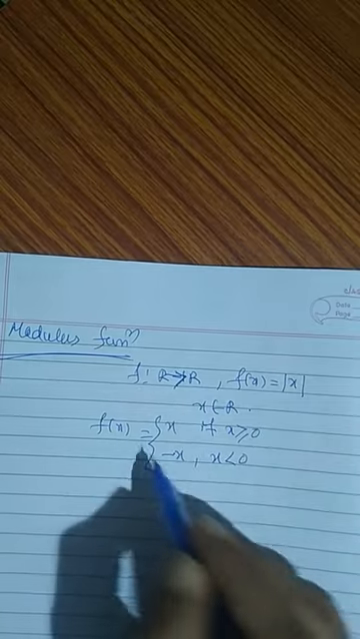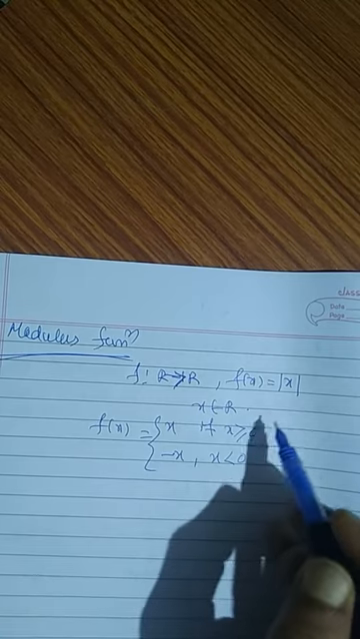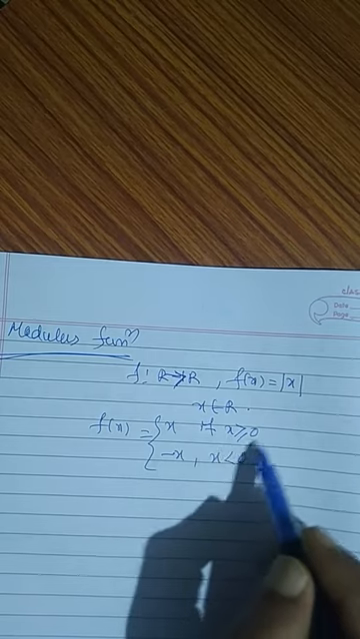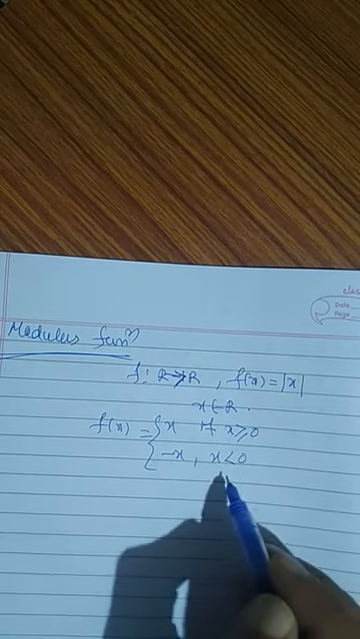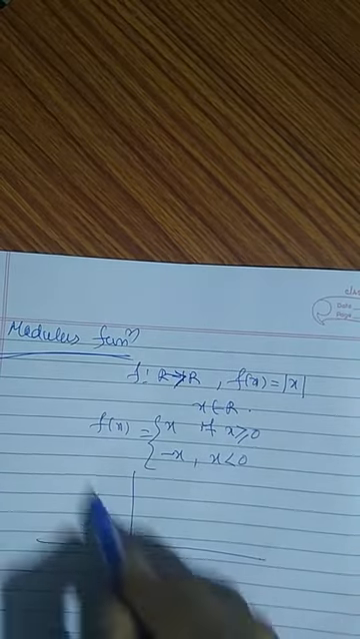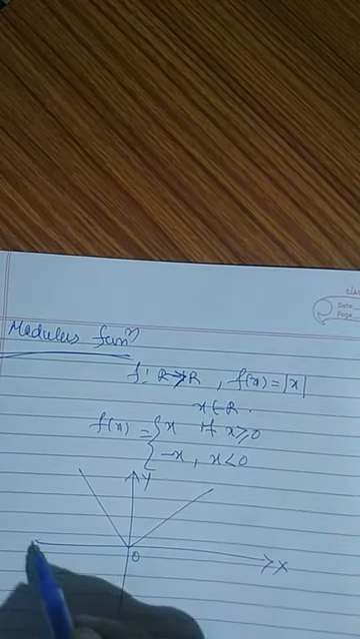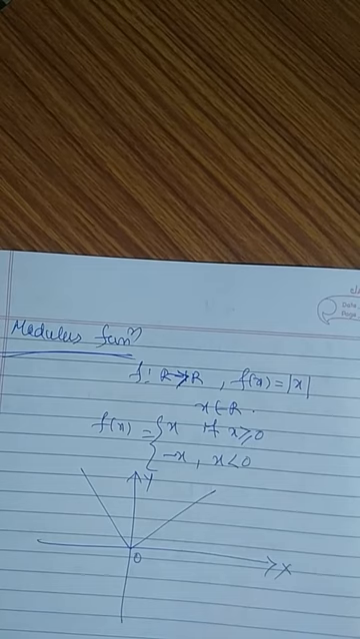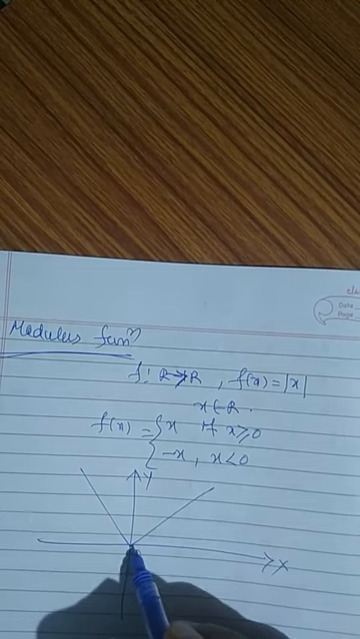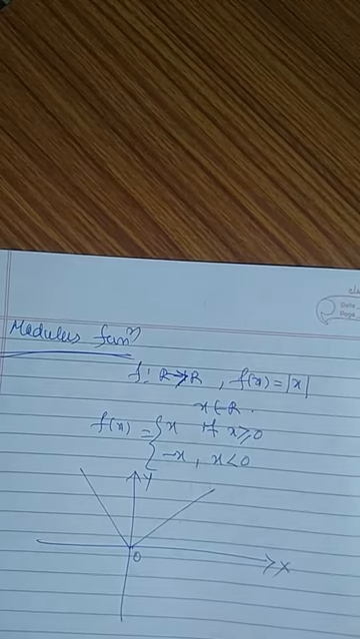So modulus of x is always positive. That's why modulus function f of x is equal to x if x is greater than or equal to 0, and equal to minus x if x is less than 0. Its graph is like this. Take the table, and accordingly we will get the graph. It is always a V shape and the vertex is at the origin, right? And it is always in the first and second quadrant for y is equal to modulus x.